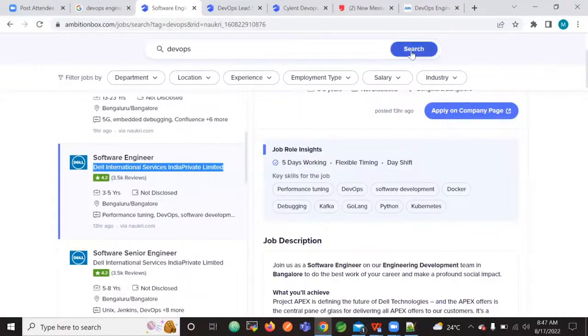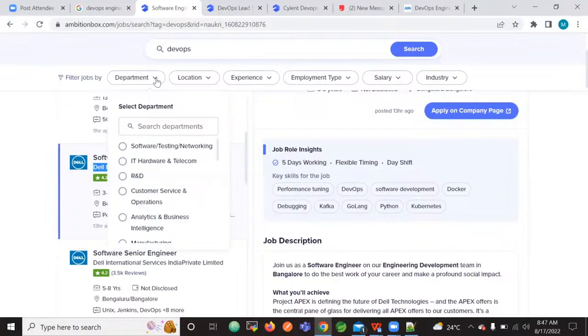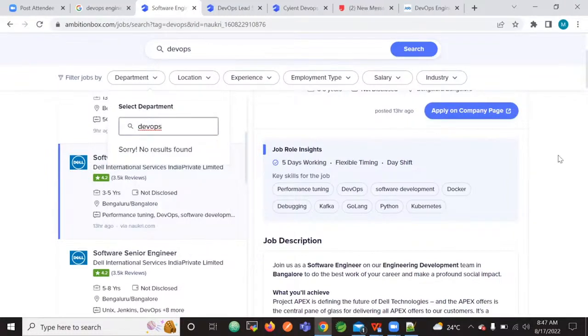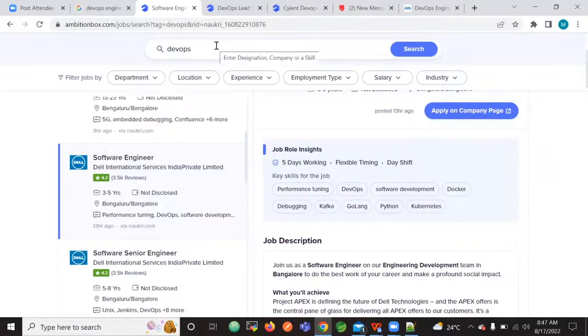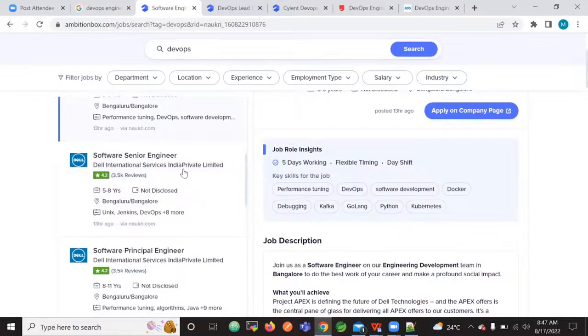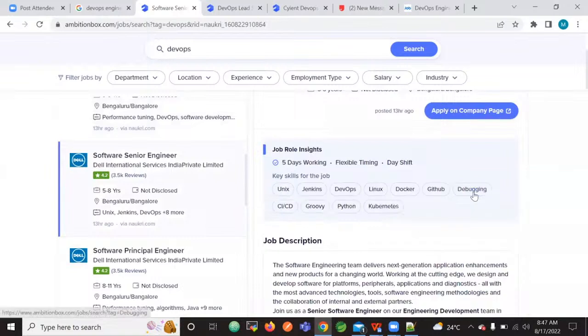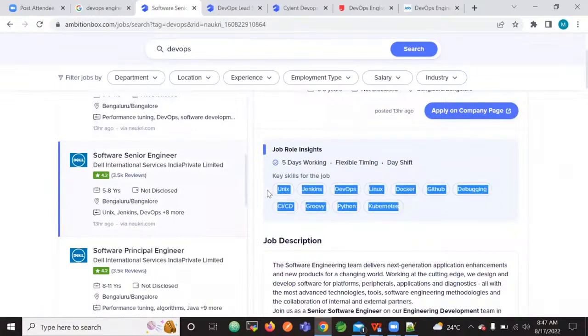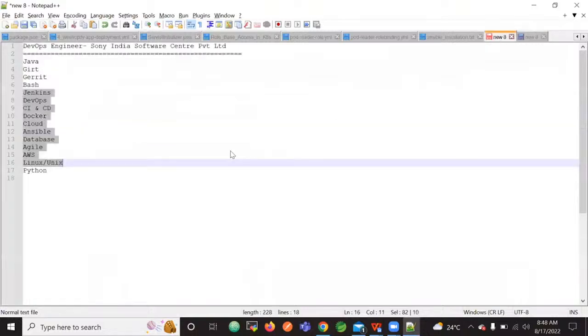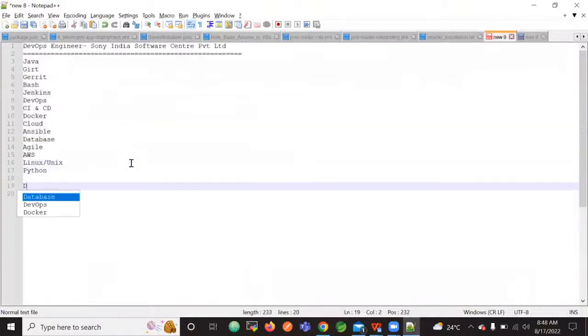In fact, we have to look for the DevOps jobs. I think this is the common DevOps keyword they have taken, and then they published these things. Now, if you can see, 13 hours ago Dell published what they are looking for. They are looking for Docker, Kubernetes, Linux, Jenkins, CI/CD, GitHub, and of course other things also. What is this company? Dell.